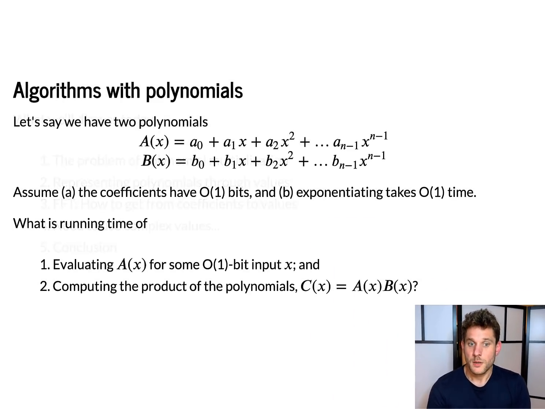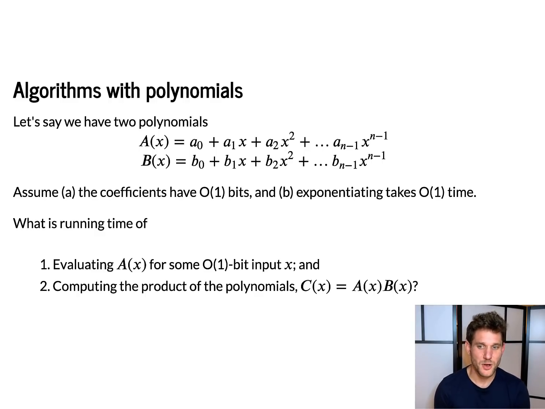Okay. So imagine we're given two polynomials, let's say A of x and B of x, and they're defined here in terms of their coefficients. A of x is some a0 plus a1 times x plus a2 times x squared plus all the way up to a(n-1) times x to the n minus 1. And similar with B.